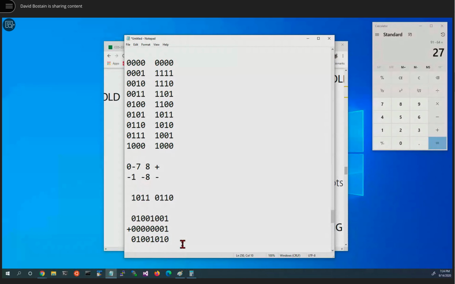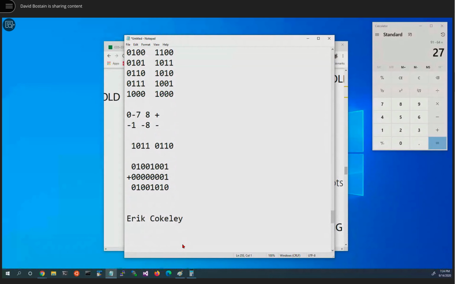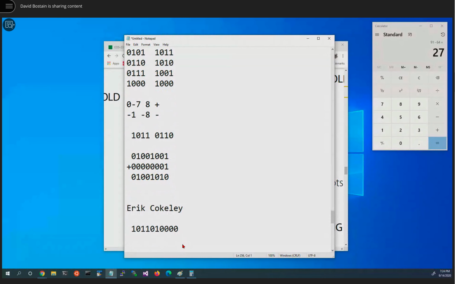Now, this is an easy way to do it. One of my ex-students, his name was Eric Coakley, invented a method years ago called the Coakley method of doing this. If I give you a number that looks like that, what the Coakley method says, and what Eric says, is if you want to get the 2's complement, find the last one.